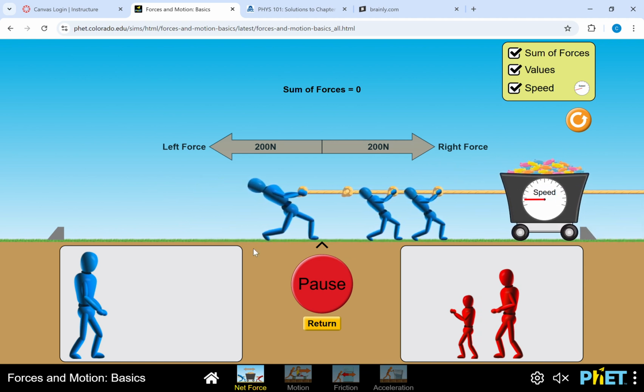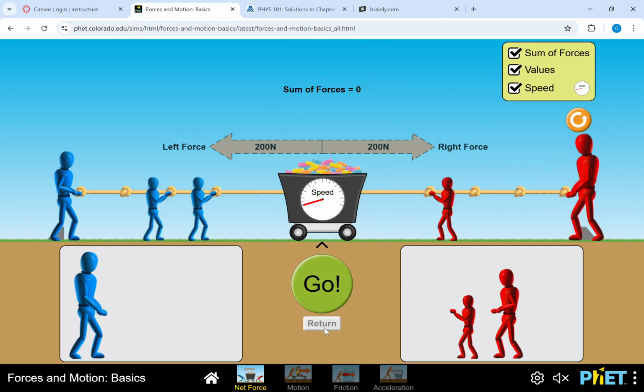By playing out these scenarios, the simulation lets us see how Newton's first and second laws can affect an object's motion, such that an object's motion does not change unless acted upon by an unbalanced force, and that the net force is the result of an object's mass times its acceleration.